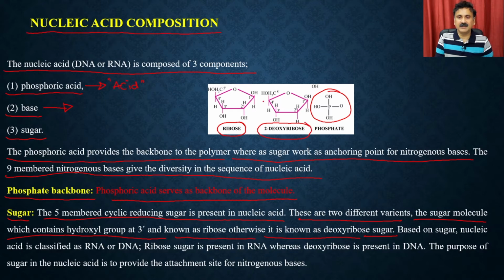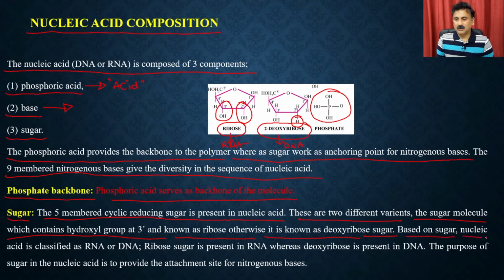So what is the difference? In the ribose sugar, at the 3' as well as at the 2', you are going to have the hydroxyl groups, and because of that this is called the ribose sugar. Whereas in the case of deoxyribose sugar, that 2' OH is actually missing, and that's how it is called the deoxyribose sugar. The ribose sugar is present in the RNA, whereas the deoxyribose sugar is present in DNA.